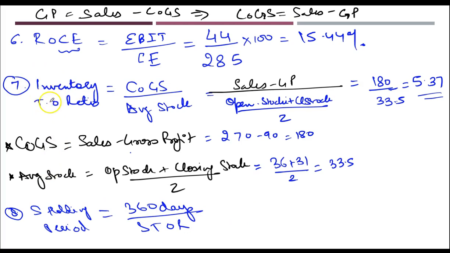जब एक बार आपके पास इन्वेंट्री टर्नओवर रेशियो आ जाते हैं तो उसके बाद ये वैल्यू निकालना, स्टॉक होल्डिंग पीरियड की वैल्यू निकालना बहुत आसान है. सिंपली डिवाइड कर दीजिए 360 को 5.37 से, ठीक है, और जो वैल्यू आ जाएगी आपके पास 67 डेज. ठीक है, so 67 days is the stock holding period.